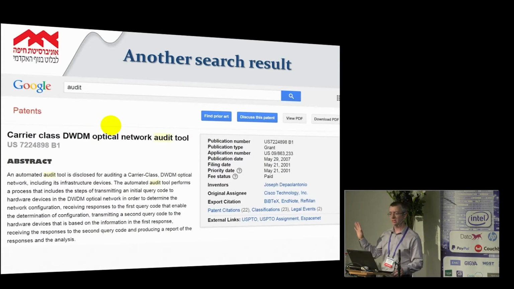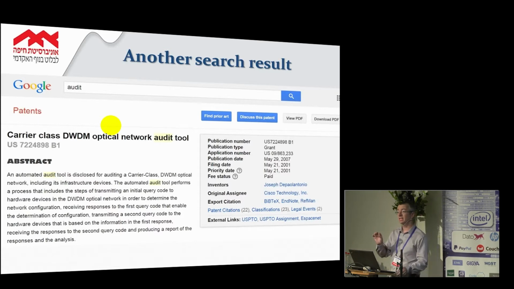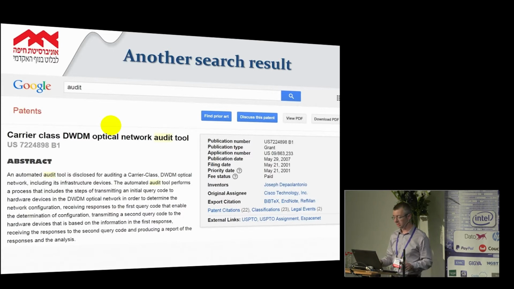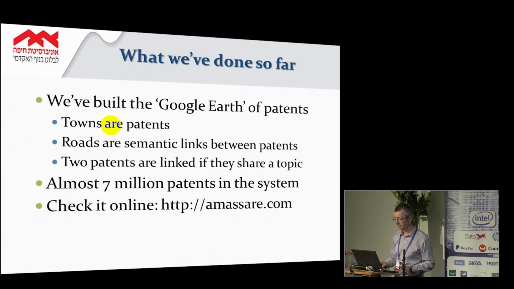like optical network audit tool. So if you want to figure out what's going on in financial auditing, you just can't. You can type in financial audit, you will end up with 6 patents. And trust me, it's not even 1% of whatever is out there. So we are in trouble. We have to solve it in some way.